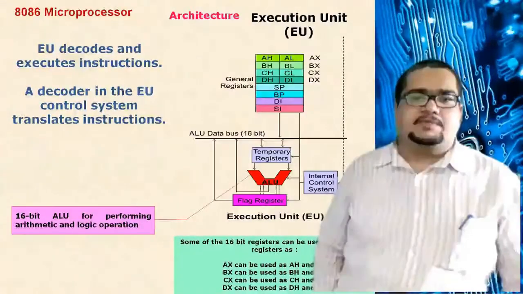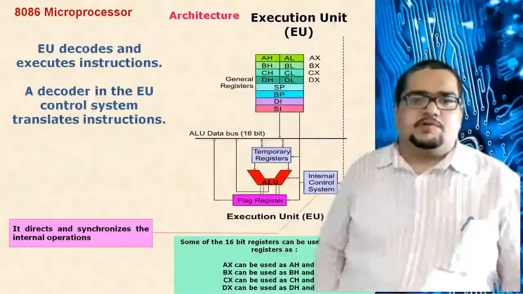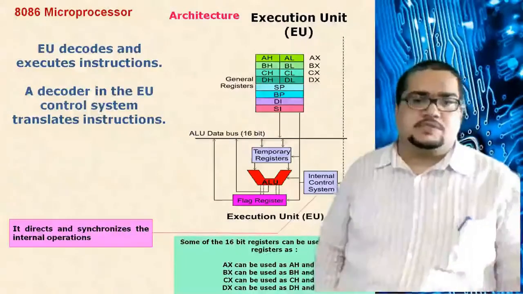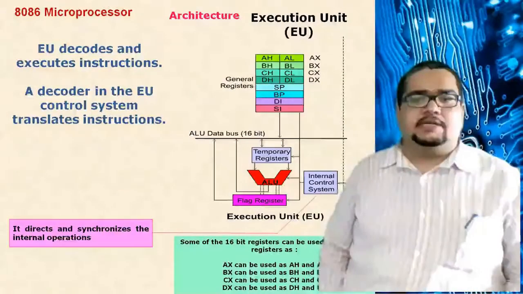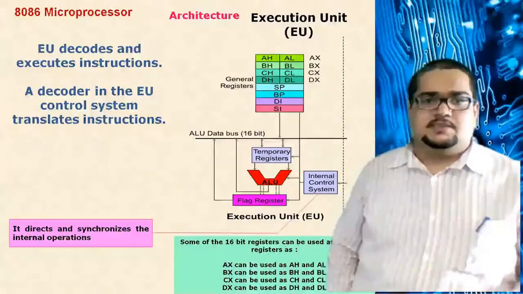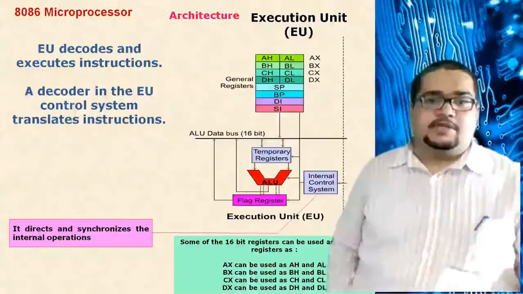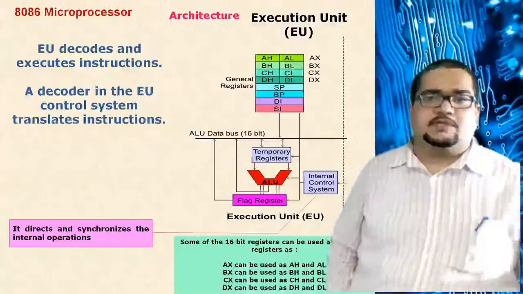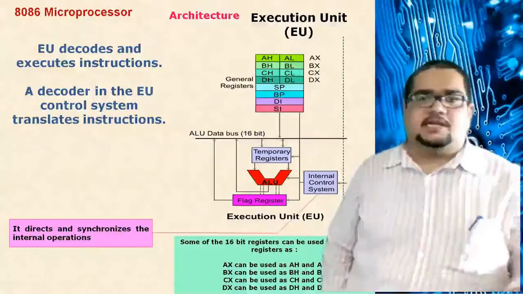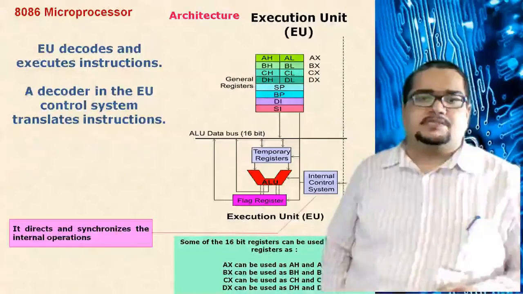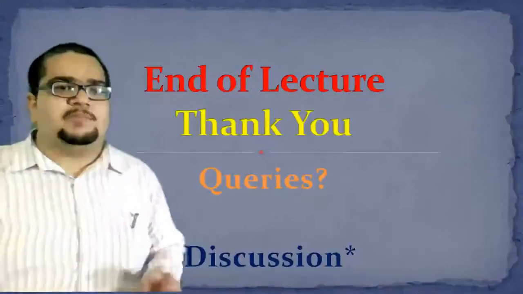So that covers the general purpose registers and the ALU, and the third is the control system. This control system is responsible for synchronizing all the internal operations. It gives the control actions, that is, which job has to be done first: the ALU operation, the flag indications, activation of general purpose registers, and so on. So that is what we have seen in this class.